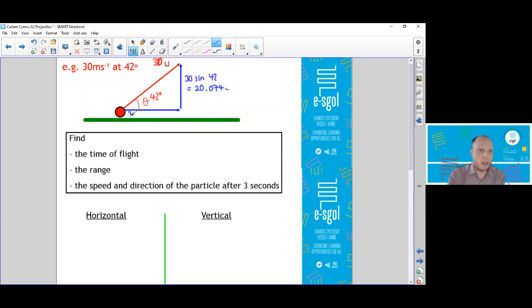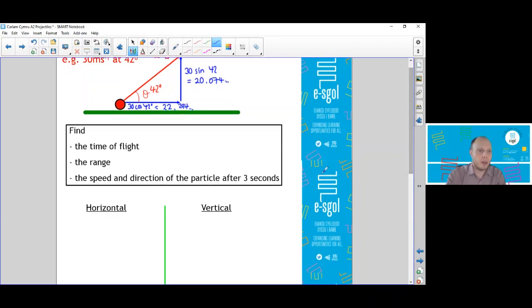And then down the bottom here, we've got 30 cos 42. And again, I'll work that out and I'll keep a few decimal places. So that's 22.294. But if you want to be really accurate, like I say, you can work in terms of sin and cos. It's not a problem. It's just a bit more fussy when you're typing things into the calculator, and it makes the explaining easier for me if I don't do that.